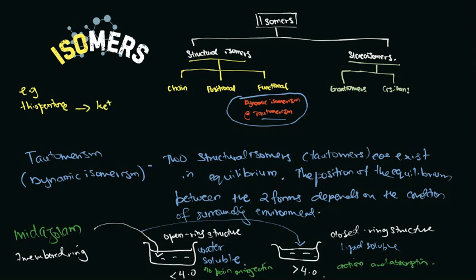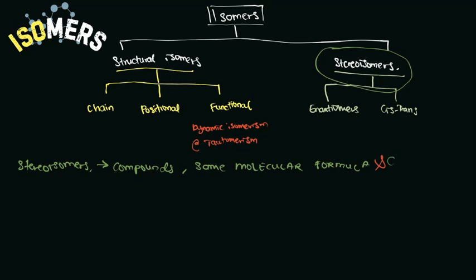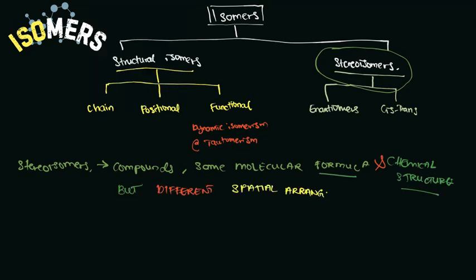Other examples of dynamic isomerisms are thiopentone, which alternates between keto and enol form, as well as morphine, alternating between ketone and enol forms. Now moving on to the second broad classification, stereoisomers. Stereoisomers are compounds with the same molecular formula and chemical structure, but they have different spatial arrangements.